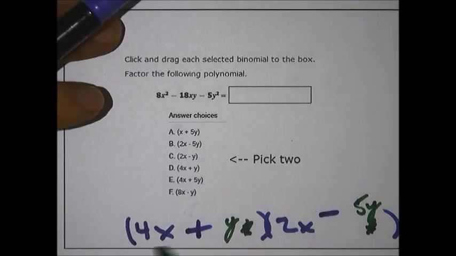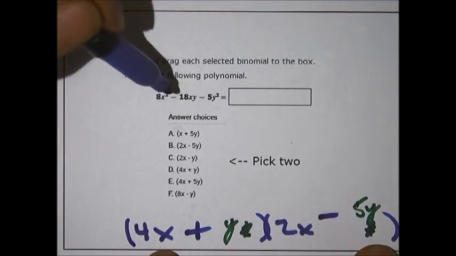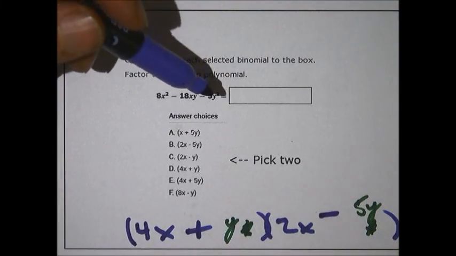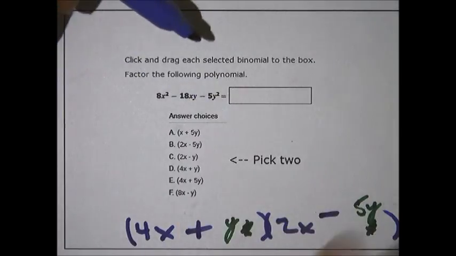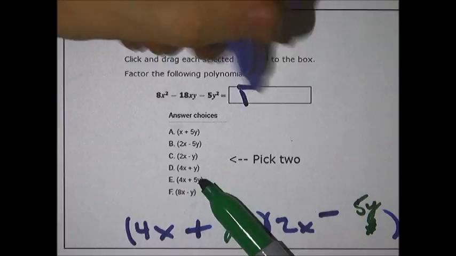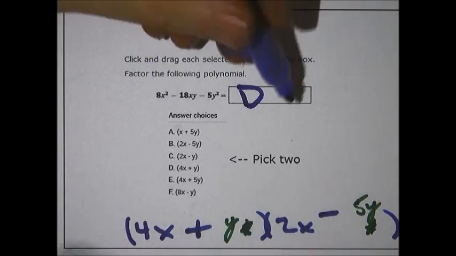And now you go back and look up your choices. So this would be first times first is 8x squared. Check. The outer is minus 20 and the inner is plus 2. Minus 20 plus 2, check. Last times last is minus 5y squared. Check. So 4x plus y is choice D. 2x minus 5y is choice B.